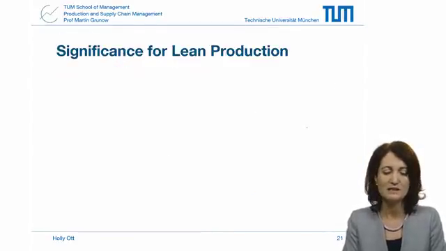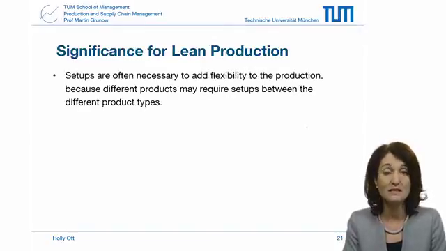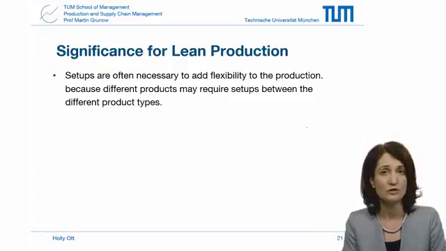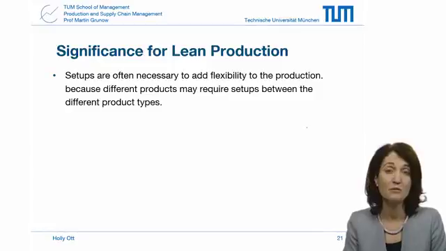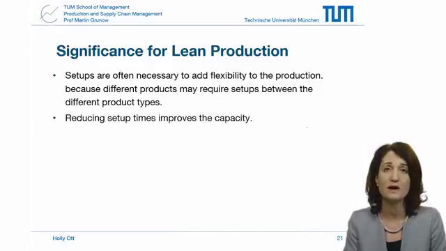So what is the significance for lean production? As we've said, you often need setups, and this means that it will reduce our capacity, because even if we try to implement batching, we still have a setup time in our process that doesn't contribute to the production, meaning that our capacity goes down. So reducing the setup times improves the capacity.